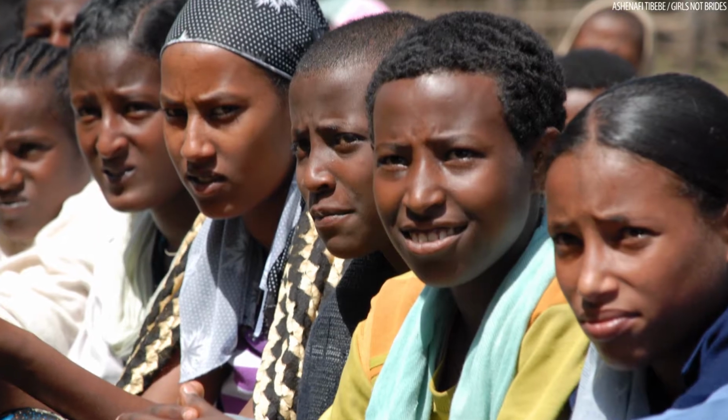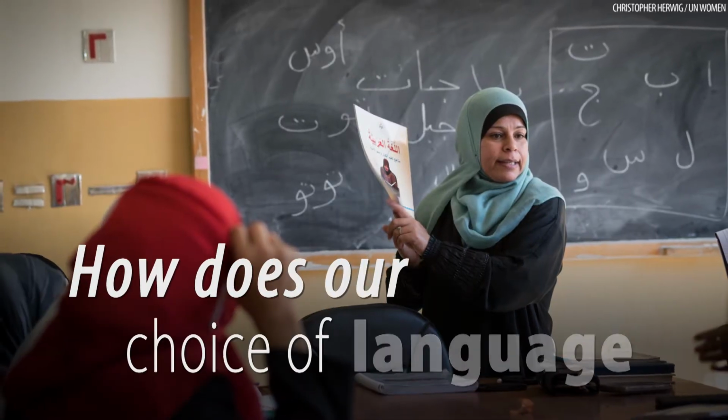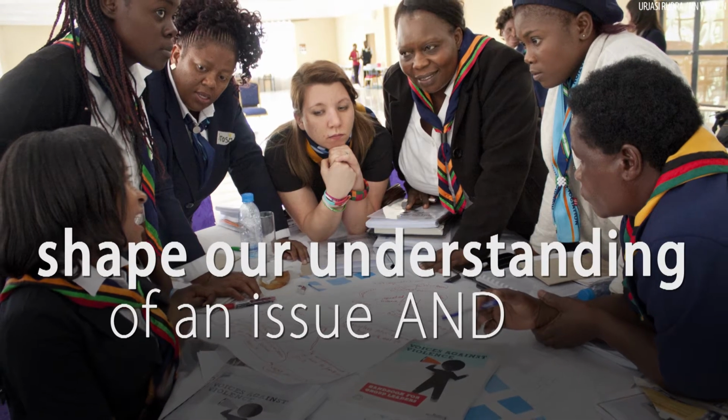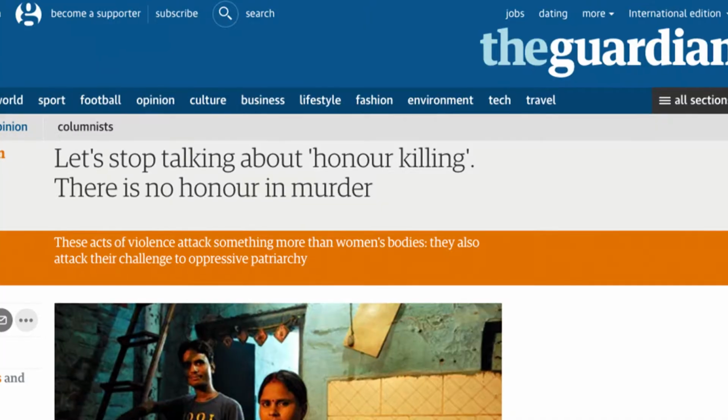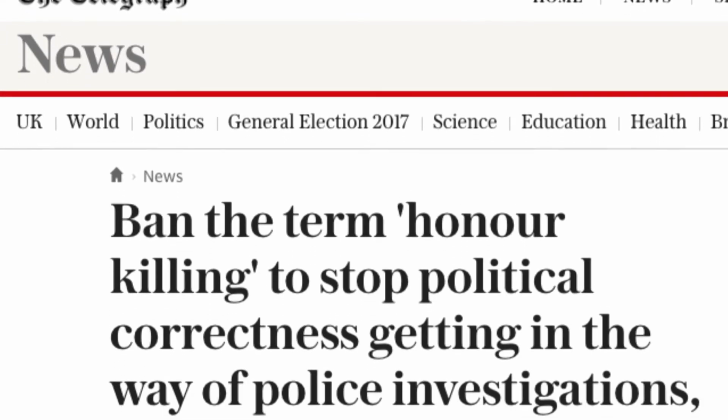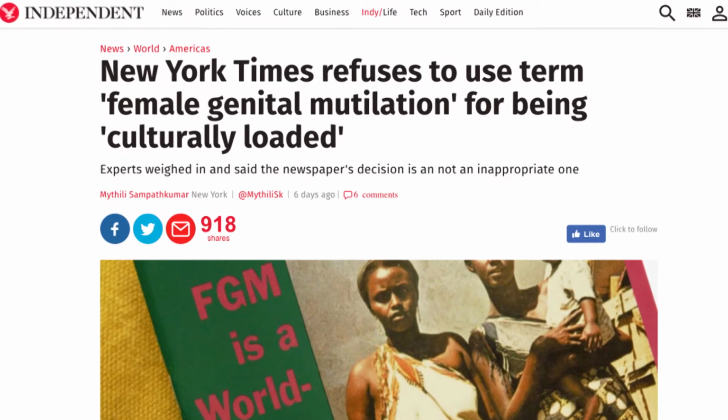In global development, language matters. Using the right words can have a huge impact on how an issue is perceived by the public and by the communities involved. Within the spheres of human and women's rights especially, there's a growing trend to question how our choice of language can shape our understanding of an issue and impact social norms, with ongoing debates surrounding terms including honour crimes and female genital mutilation.